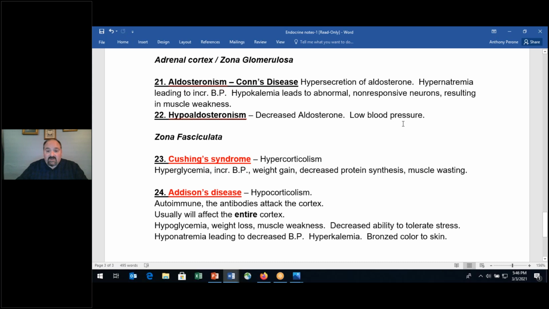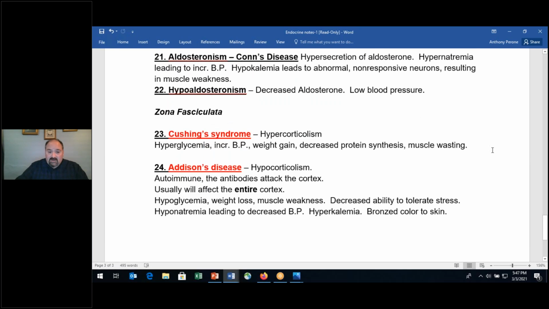Hypoaldosteronism leads to very low blood pressure. You wouldn't think low blood pressure would be an issue, but my wife suffers with low blood pressure. I suffer with high blood pressure. With her situation, low blood pressure issues can lead to fatigue and really muscle weakness and such. So that can also be a problem, folks. It's not just a matter of high blood pressure being an issue.